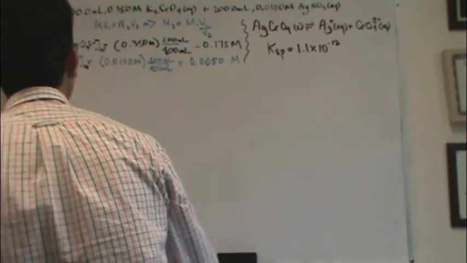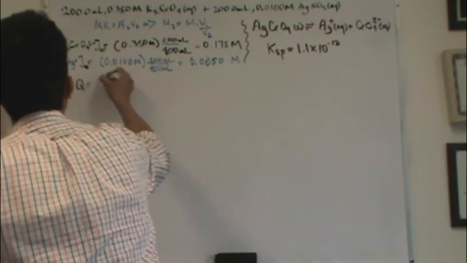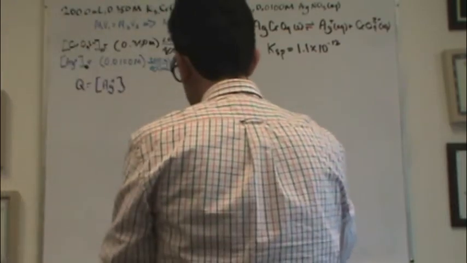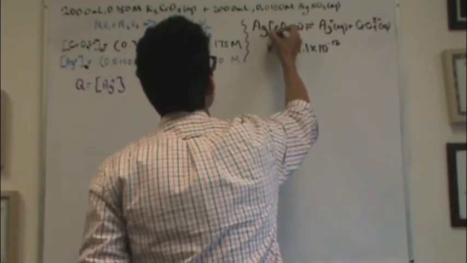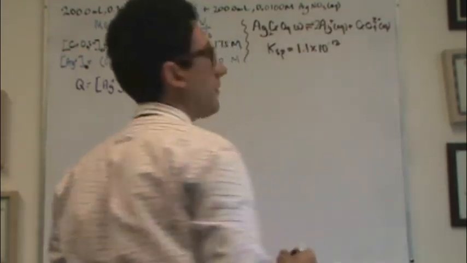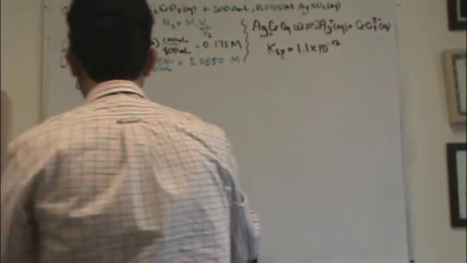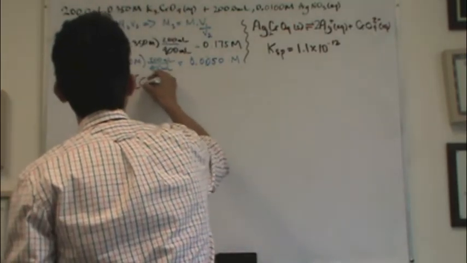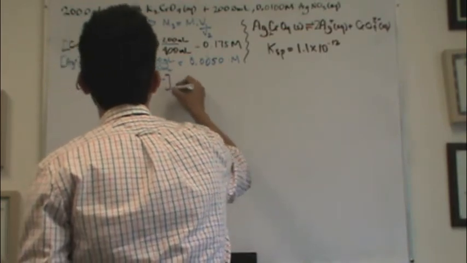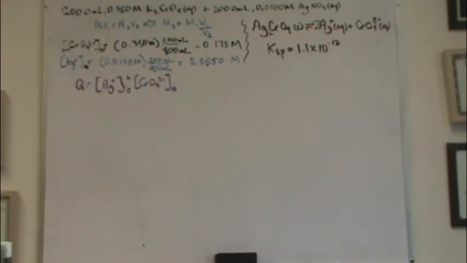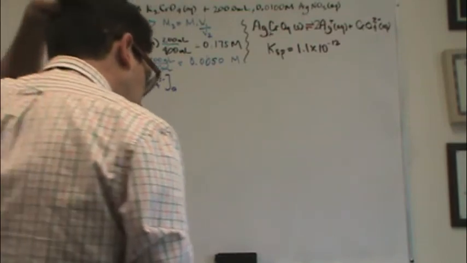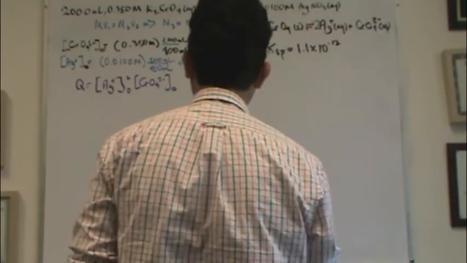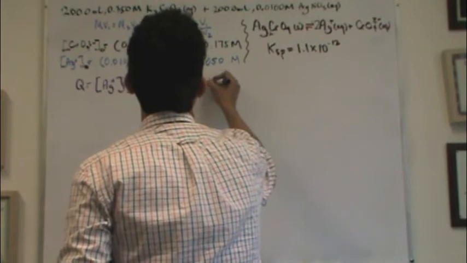You actually don't have to, but you can calculate Q according to that reaction. It is silver plus, and there actually should be two silvers here, because the silver is plus 1, so you should have two silvers in your reaction. So it's silver initial squared times chromate initial. So there's the Q equation. We're going to plug in the numbers I just found to see, hopefully, Q will be larger than K, shifting this to the left, meaning there will be a precipitate. Let's just double check that.